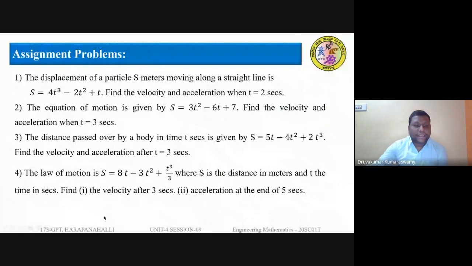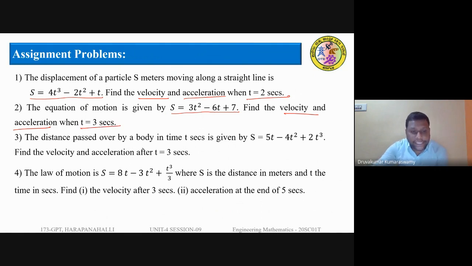In the same way, I have given some assignment problems here. Just try to solve all these problems. s = 4t³ − 2t² + t. Find velocity and acceleration when t = 2 seconds. Then s = 3t² − 6t + 7 is given. Find velocity and acceleration when t = 3 seconds.